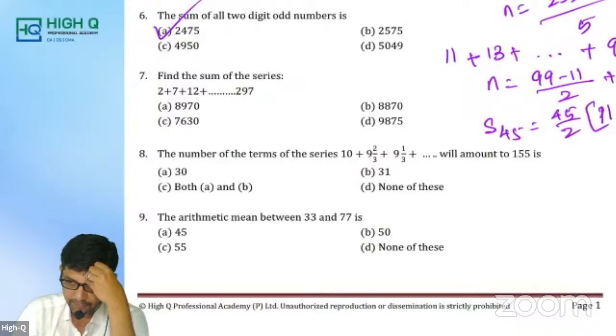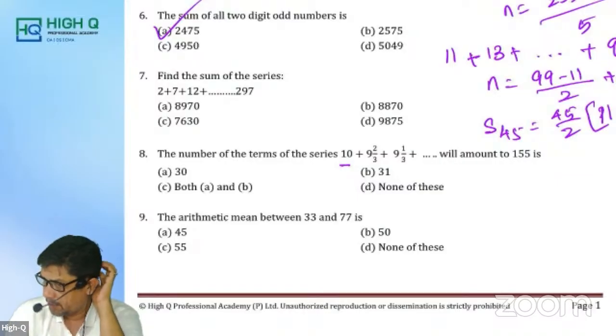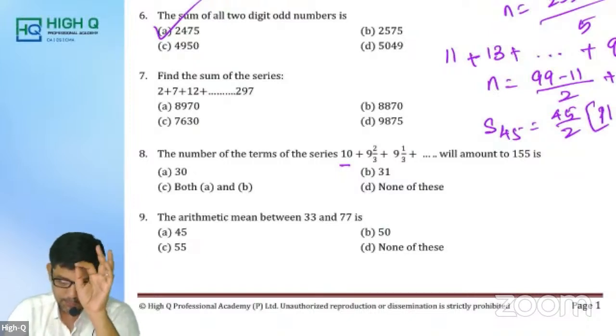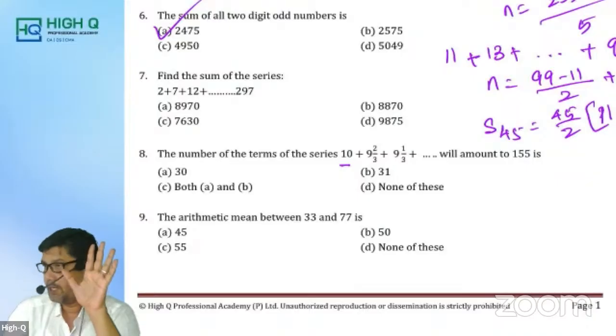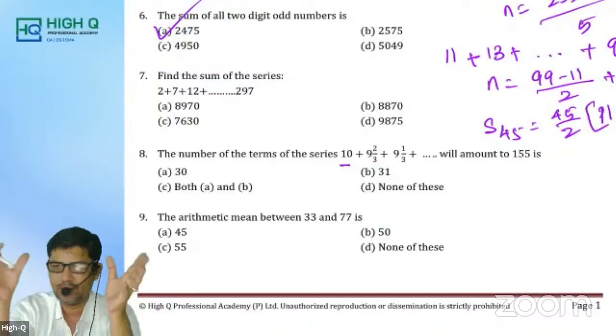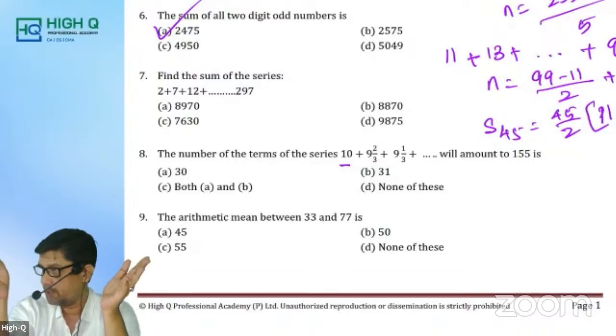Now, the number of terms of the series 10, 9 2/3, 9 1/3, dot, dot, dot, will amount to 155. Listen here. When you look at this, you will get confused, sir, what to do. Don't get confused. Actually, it's a very simple question. Okay, it's a very simple question.